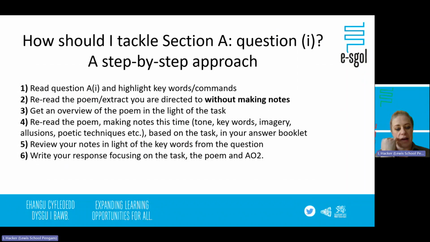Okay, after you've finished with it, if you forget to put a cross through it, don't worry. The examiner will realise that it is planning and won't mark it as your response.